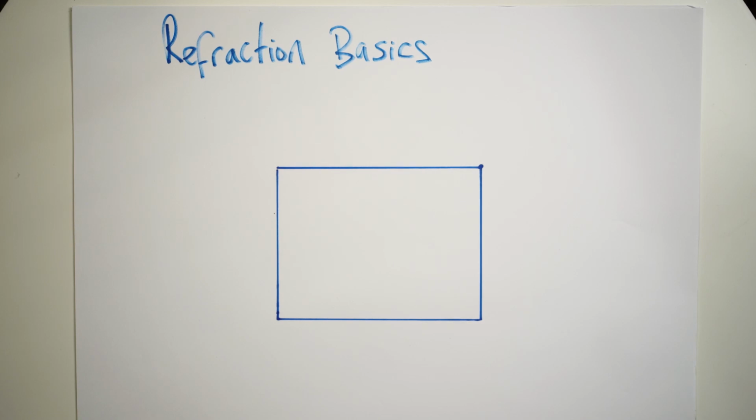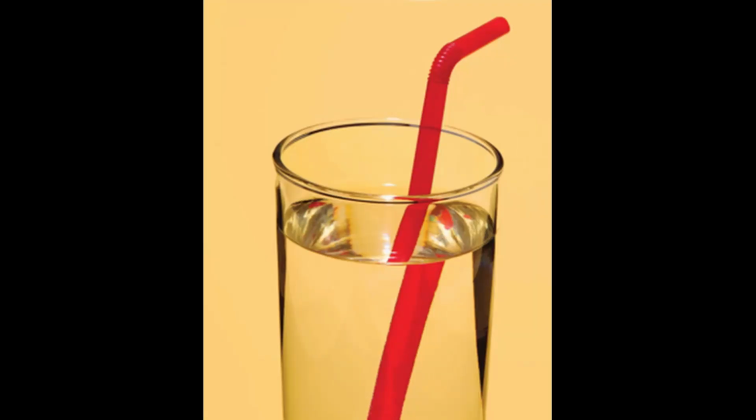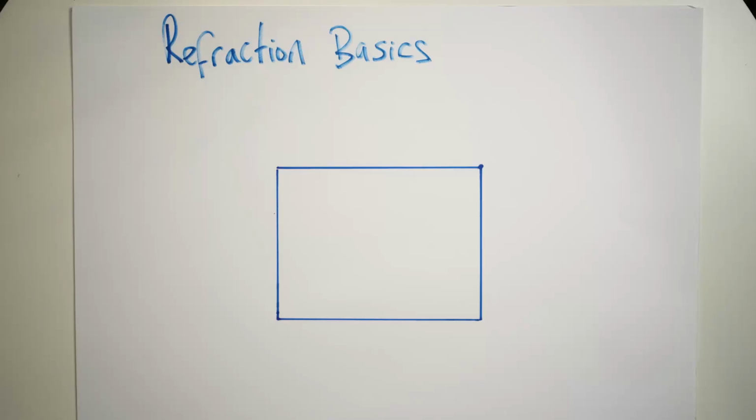Now, if you've ever filled up a glass with water and you have a straw inside the water and you look at the straw, it looks kind of like the straw is broken even though you know it isn't. Now, this is to do with refraction. Refraction occurs when light changes direction going from one medium to another. Think about it like this.